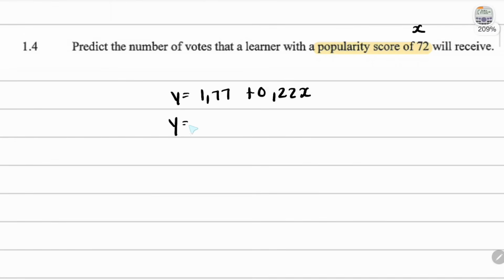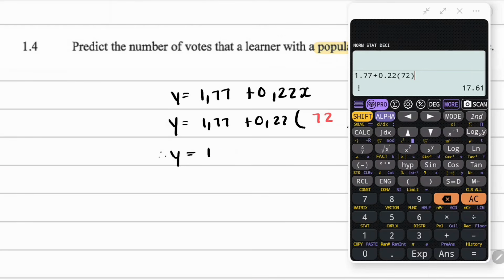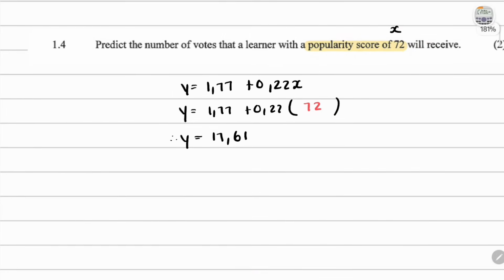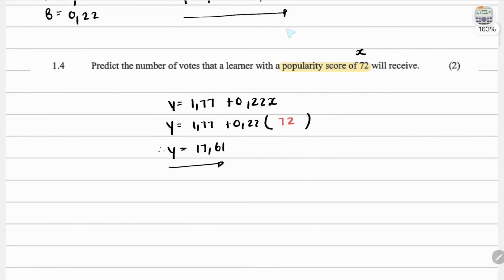So the popularity score is an x value. And so we're saying y equals 1.77 plus 0.22, and in place of x, we put down a popularity score of 72. Okay, let's find out what this is. You can still do calculations on your calculator. So this is equal to 17.61. Okay, and I'm just going to leave the answer like that. And that is our answer.